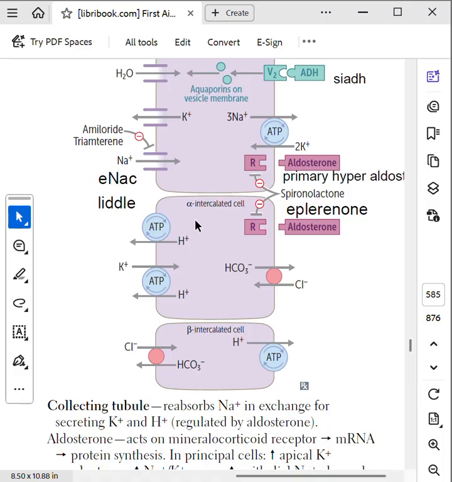What happens in base secretion? In alkalosis, B for beta intercalated, B for base secretion. In alkalosis, you need the base to be released. So beta intercalated cells basically secrete bicarbonate and reabsorb hydrogen, and this is what happens in alkalosis, right? Now the collecting duct is the only nephron segment that can excrete hydrogen or bicarbonate directly, right?